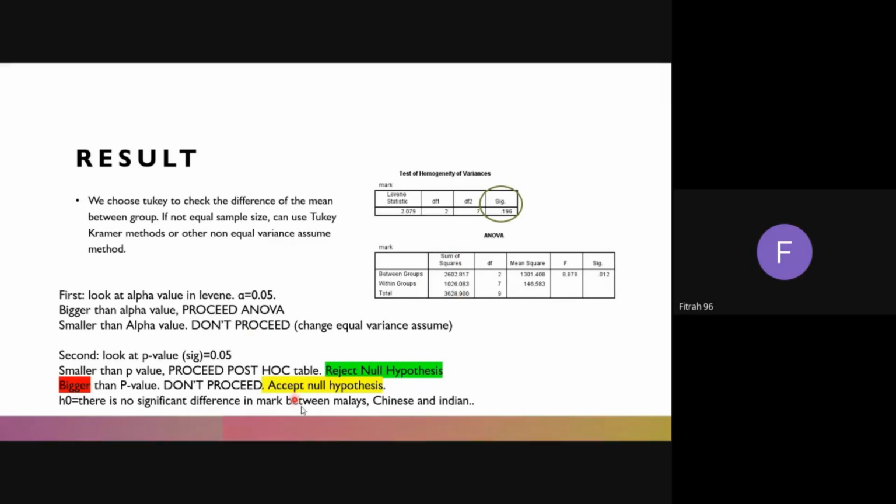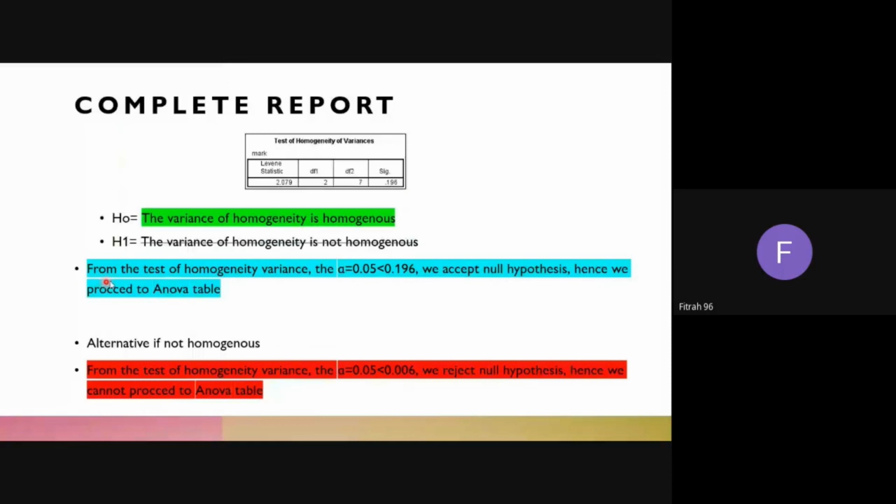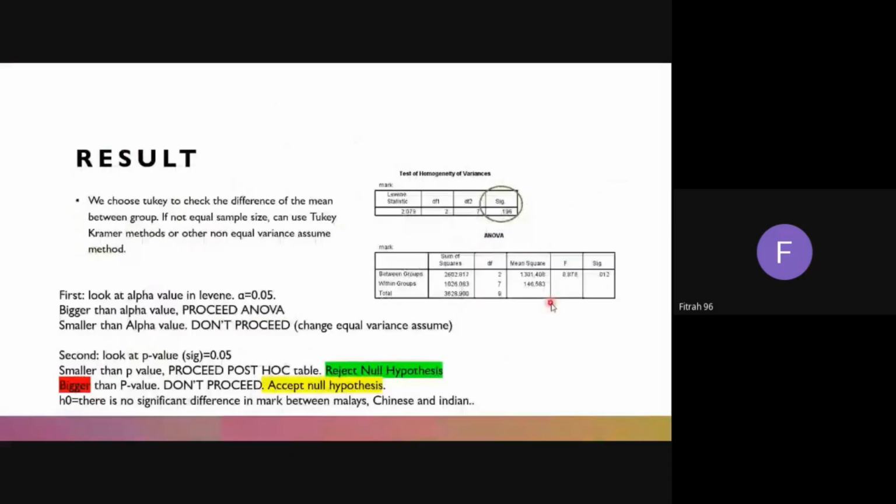Okay. So, kita cakap kat dalam report, from the test of homogeneity of variance, the Sig 0.196 is bigger than alpha 0.05. So we accept null hypothesis, hence we proceed to Anova table. Okay. Alternative, if not homogeneous, kalau tak homogeneous, our report only stops here. Okay, from the test of homogeneity, kita reject null hypothesis. So kita cannot proceed to Anova table here. Okay. Since the column ni lagi besar, so kita kena proceed Anova table. So we proceed Anova table.